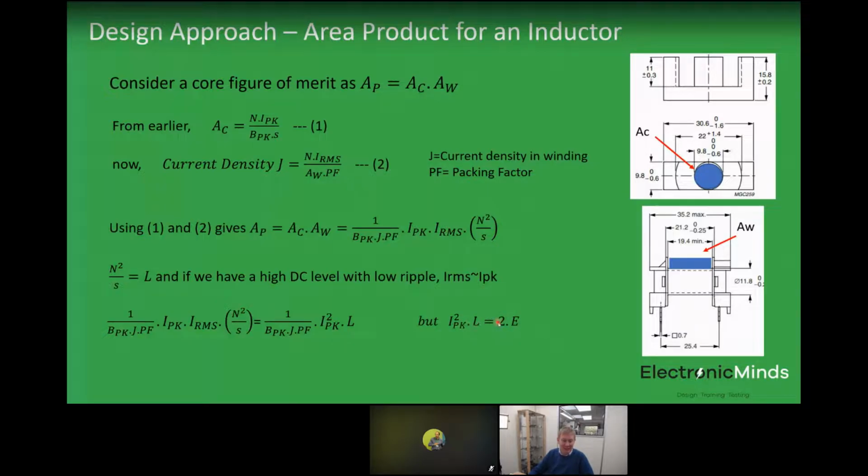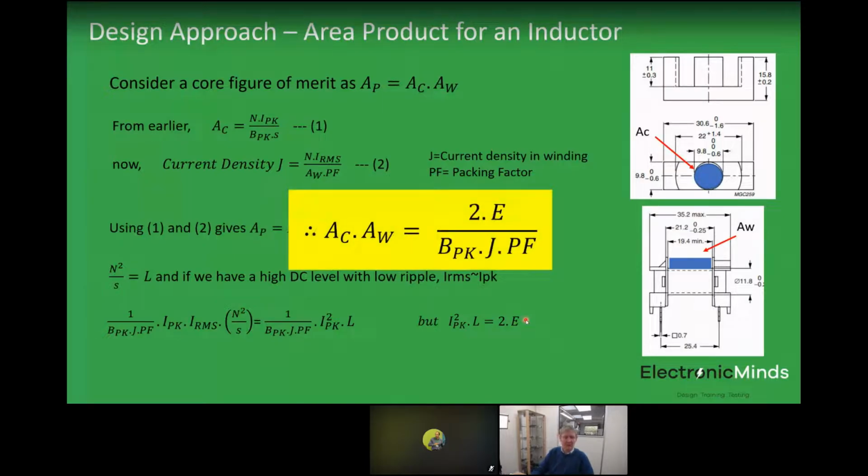But I peak squared L is actually 2 times the energy storage here. So again, a bit of arithmetic, and we get another yellow box equation. Yellow box equations are the things I want you to remember. We get this AP value, AC times AW, equal to 2E divided by B peak times J times PF.